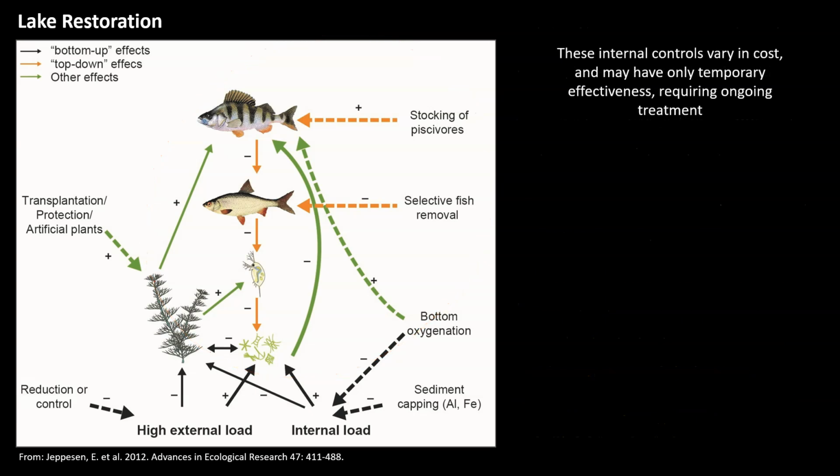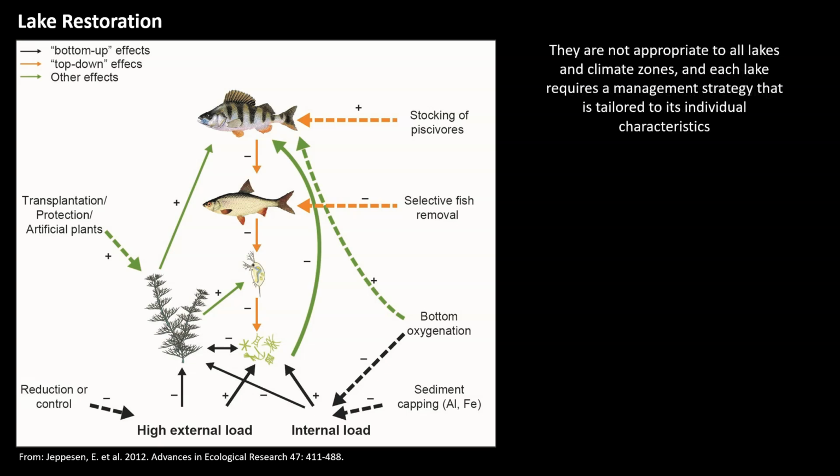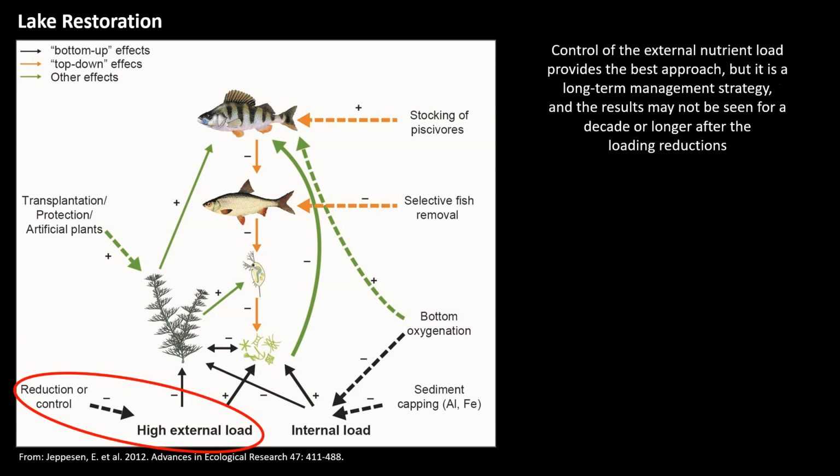These internal controls vary in cost and may have only temporary effectiveness, requiring ongoing treatment. They are not appropriate to all lakes and climate zones, and each lake requires a management strategy that is tailored to its individual characteristics. Control of external nutrient load provides the best approach, but it is a long-term management strategy, and the results may not be seen for a decade or longer after the loading reductions.